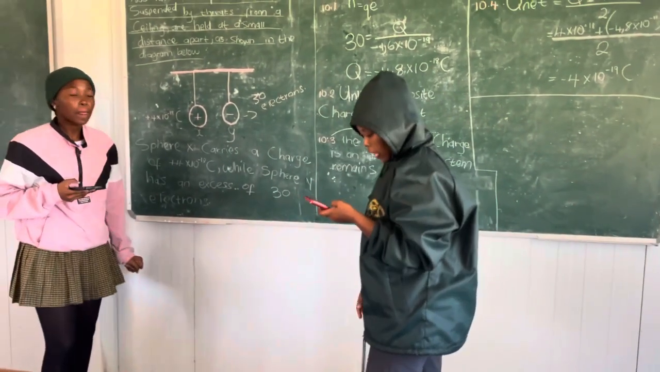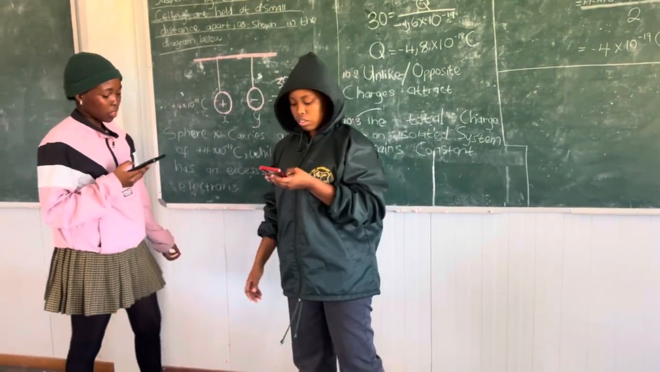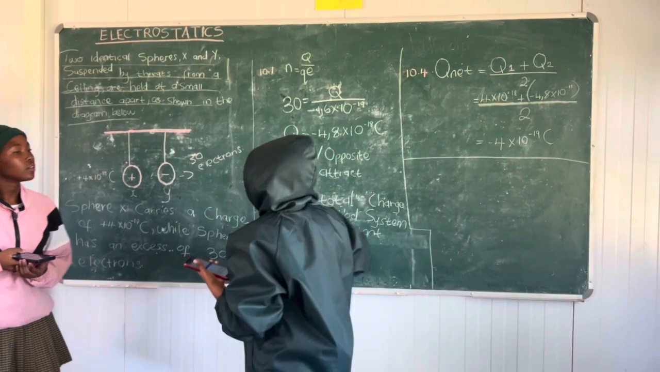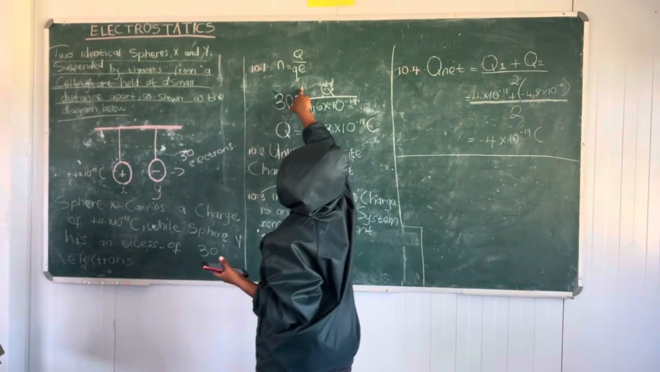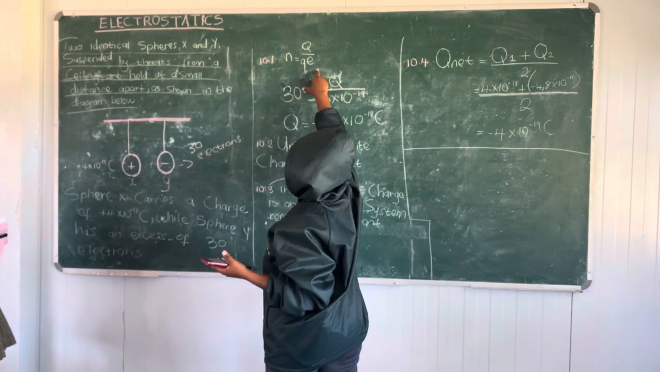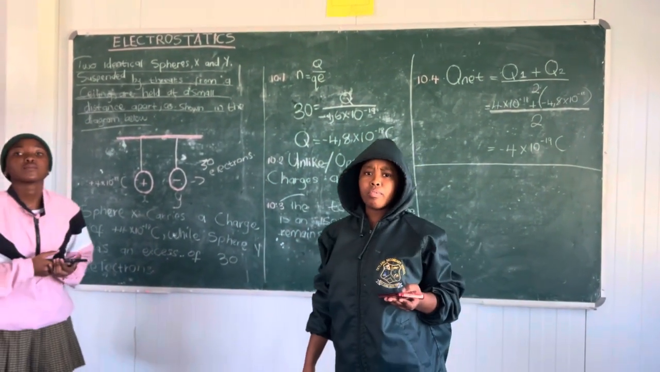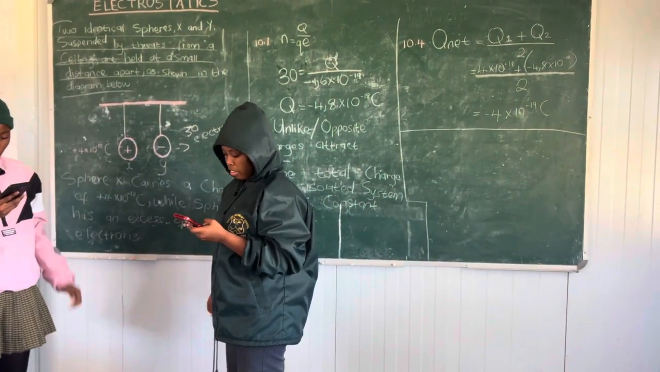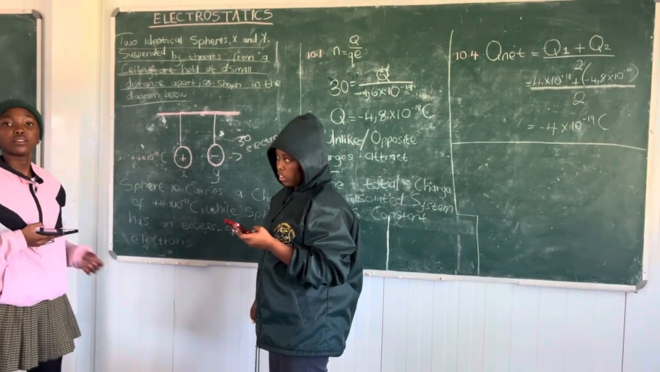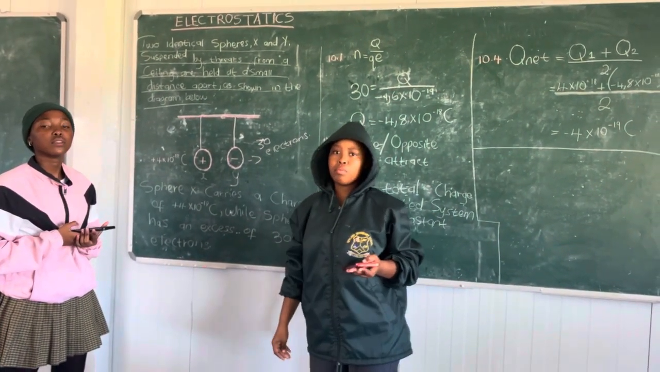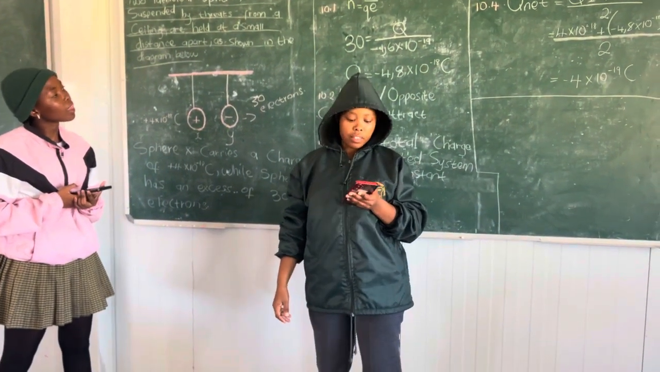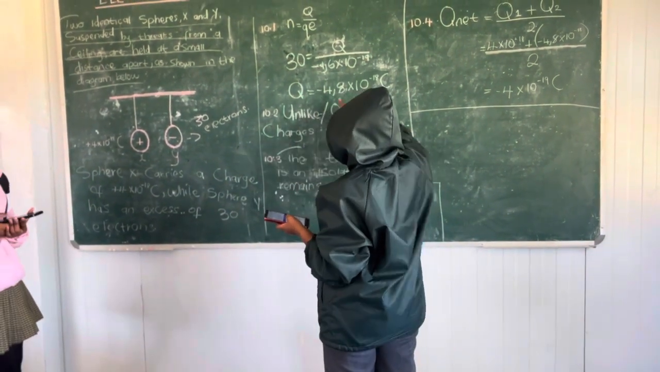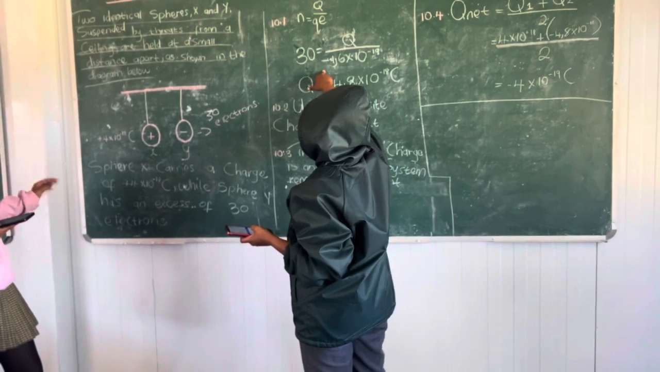We are given the number of electrons. The question is: calculate the magnitude of the charge of sphere Y. The formula is n equals Q over Qe. So when you are given the number of electrons, you want the charge, and you substitute 30 as the number of electrons.